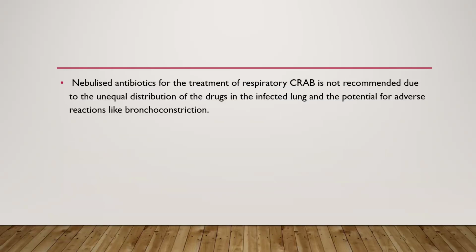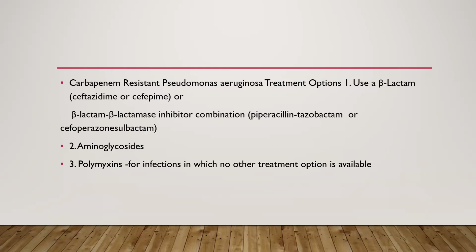Nebulized antibiotic for the treatment of respiratory carbapenem-resistant Acinetobacter is not recommended due to unequal distribution of the drug in the infected lung and the potential for adverse reactions like bronchoconstriction. So the carbapenem-resistant Pseudomonas aeruginosa treatment options are beta-lactams, that is ceftazidime, cefepime, beta-lactam-beta-lactamase inhibitor combinations like piperacillin-tazobactam, cefoperazone-sulbactam. If they are sensitive, then we can also use aminoglycosides and polymyxin for infection in which no other treatment option is available.